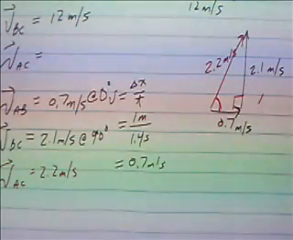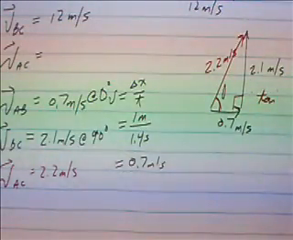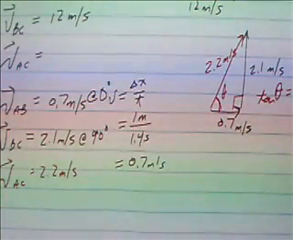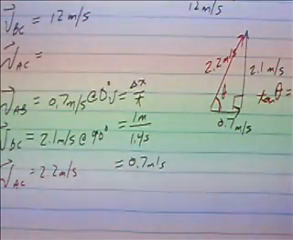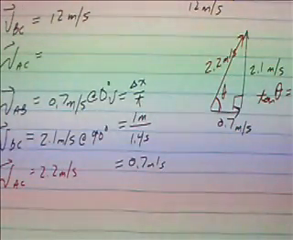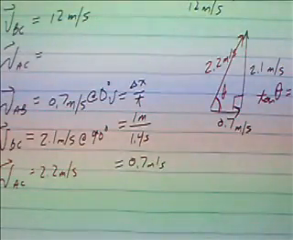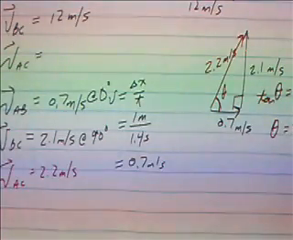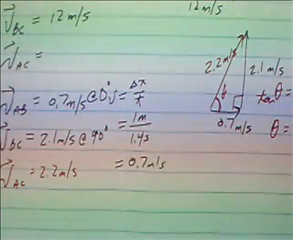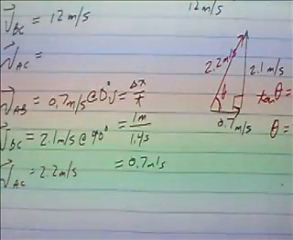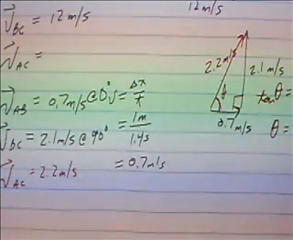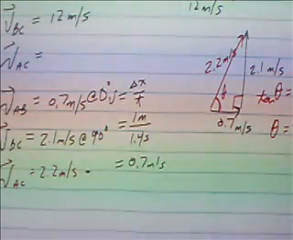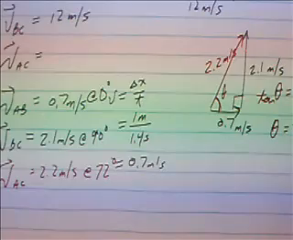And the direction I can find from trig, because tan of this angle theta is the opposite, 2.1, over the adjacent, 0.7. That means that the angle theta is 72 degrees, by taking the inverse tan of that quotient. And since this vector is in the first quadrant, we just add it to 0 degrees, and we get 2.2 meters per second at 72 degrees.